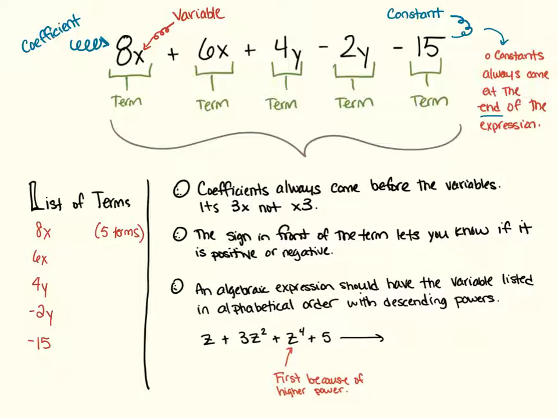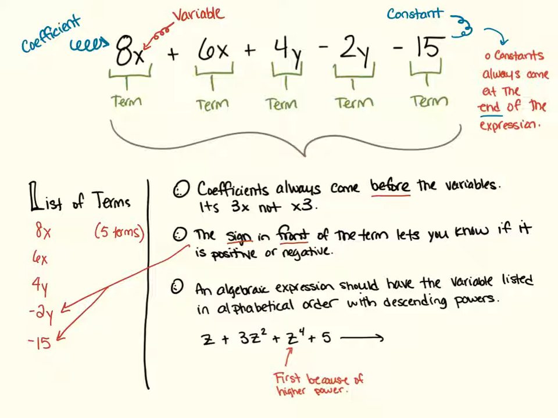Now let's take care of these sentences over here to the right. Coefficients always come before the variables. So it's 3x, not x3. That's very important. The sign in front of the term lets you know if it is positive or negative. So the sign in front of the term, that means that one and this one are negative because of how it appeared in the expression up above.